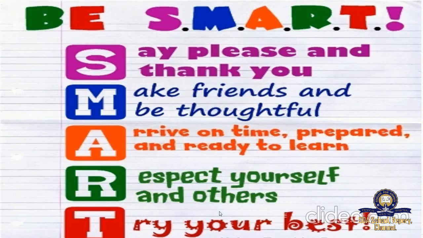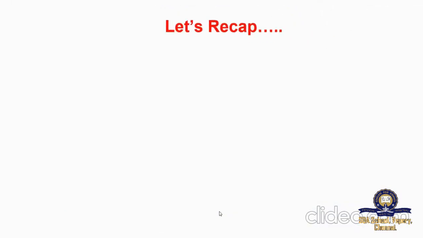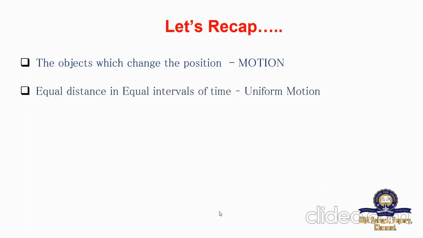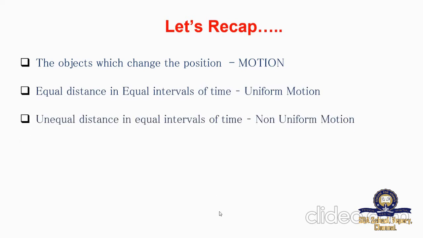So let's quickly move on to the recap session. In the last class, we started with a new unit, which is Unit 2, Motion. Under that, we saw that an object changing its position is said to be in motion, and an object which doesn't change its position is said to be at rest. And we saw different types of motion, right? What are they? Circular motion, rotatory motion, linear motion, oscillatory motion, and random motion. Apart from that, we also saw two types of motion. One is uniform motion. What is uniform motion? Equal distance in equal intervals of time is said to be uniform motion. Then what is non-uniform motion? Unequal distance in equal intervals of time is said to be non-uniform motion.